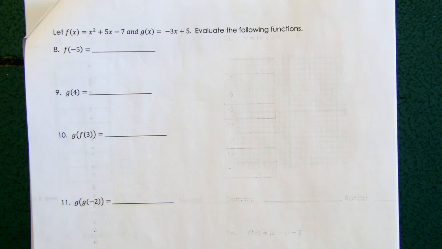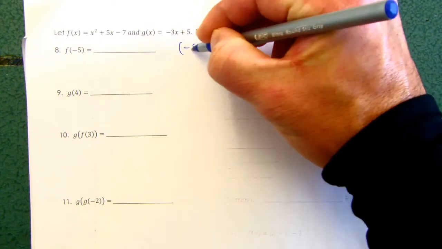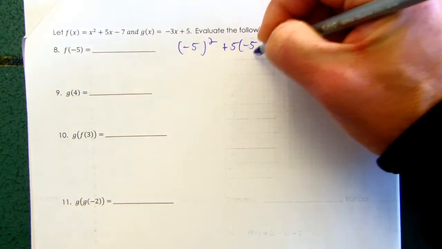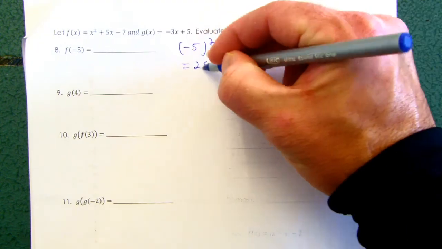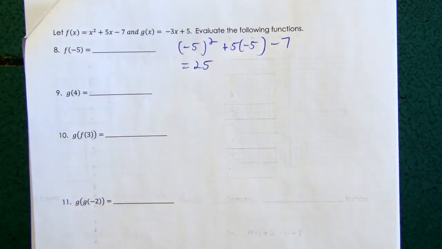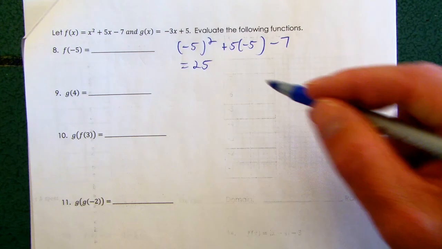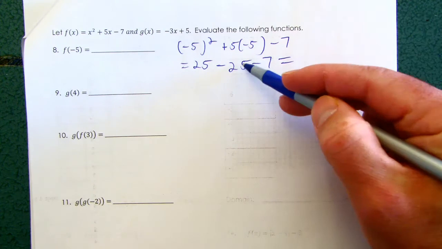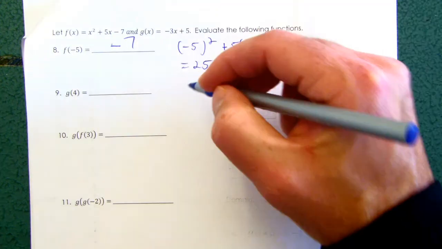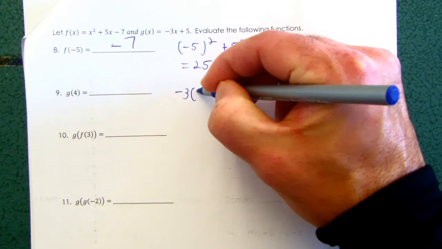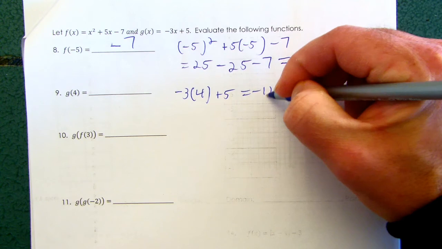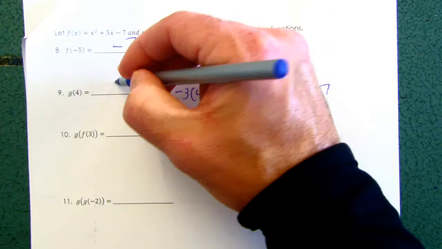All right, so next up we're evaluating these functions. So first up I got f of -5. So it's going to be -5 squared plus 5 times -5 minus 7. So it's going to be positive 25 since it's -5 squared. -5 times -5 is positive 25, and then we'll have a minus 25 minus 7. So 25 minus 25 is 0, minus 7, -7. G of 4, so it's going to be -3 times 4 plus 5, so it's going to be -12 plus 5 is -7.